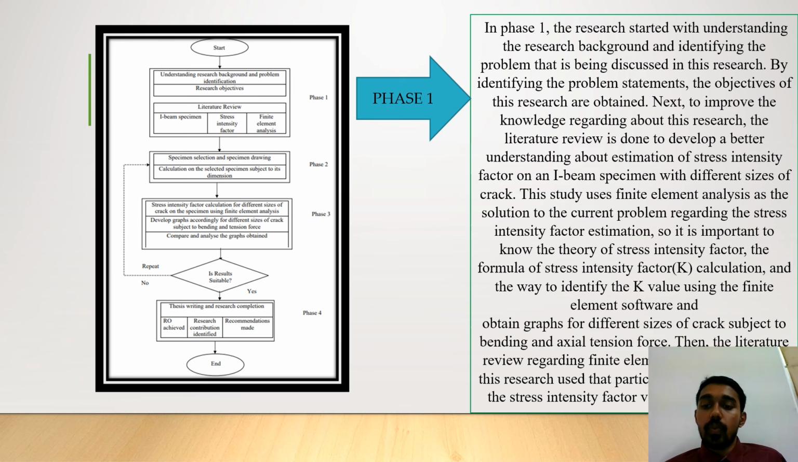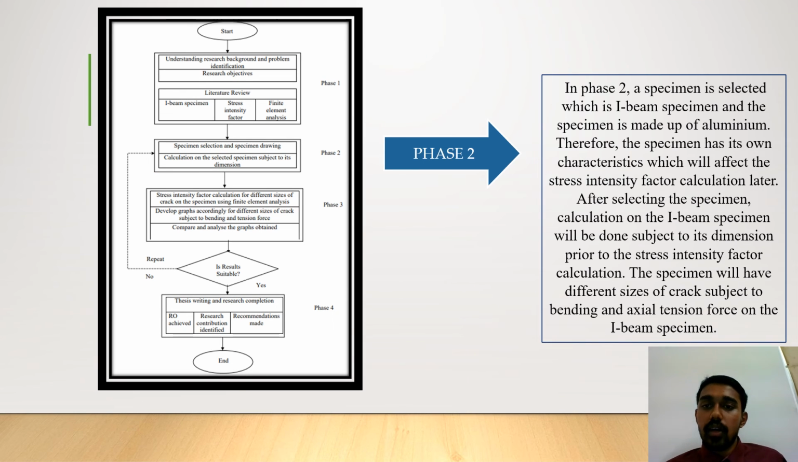Let's see phase 2. In phase 2, a specimen is selected, which is an I-beam specimen made up of aluminium. The specimen has its own characteristics which will affect the stress intensity factor calculation later. After selecting the specimen, calculation on the I-beam specimen will be done subject to its dimensions prior to the stress intensity factor calculation. The specimen will have different sizes of crack subject to bending and axial tension force on the I-beam specimen.